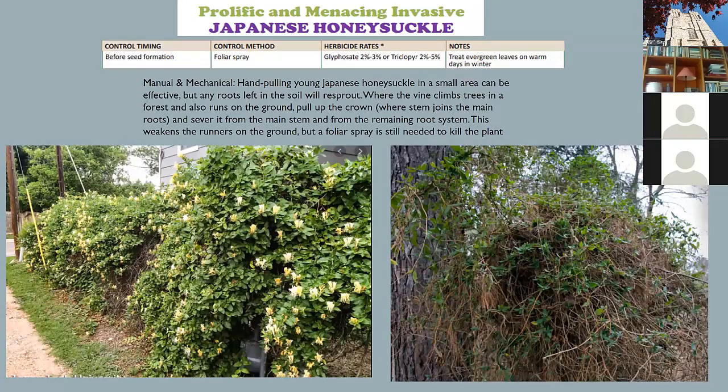All right, next is Japanese honeysuckle. There's manual and mechanical. You can hand pull when the honeysuckle is young and in small areas, but any roots left in the soil will re-sprout. Where the vine climbs the tree in a forest and also runs on the ground, pull up the crown, which weakens the runners on the ground, but a foliar spray is still needed to kill the plant.